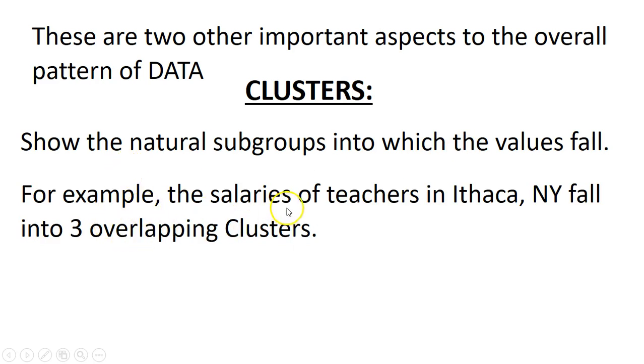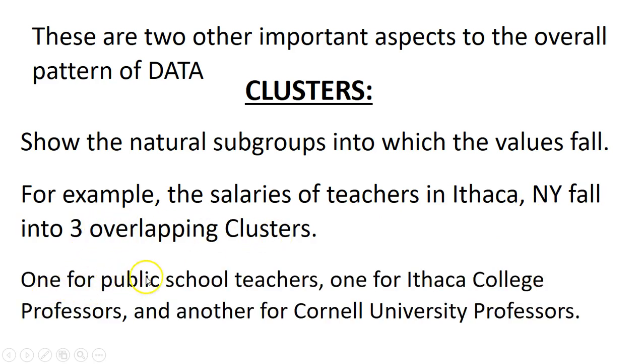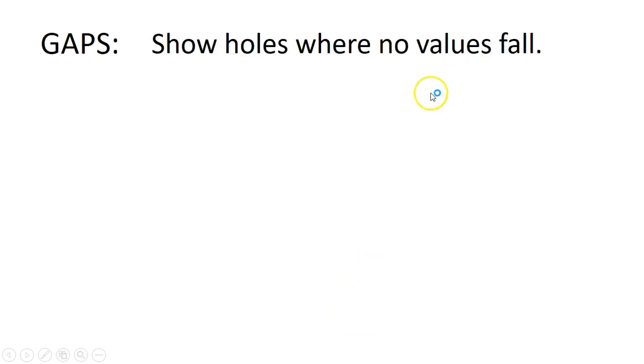For example, the salaries of teachers in Ithaca, New York fall in 3 overlapping clusters: one for public school teachers, one for Ithaca College professors, and the other for Cornell University professors. Those are the clusters, right? Gaps show holes where no values fall. That's literally what you would think. It's a gap, and there's no value there.